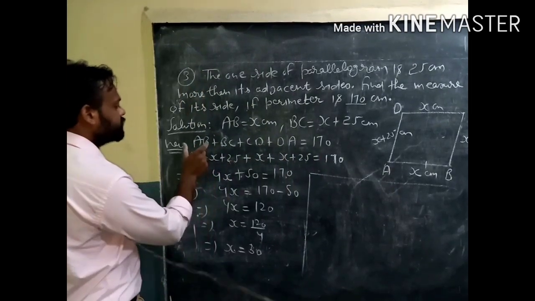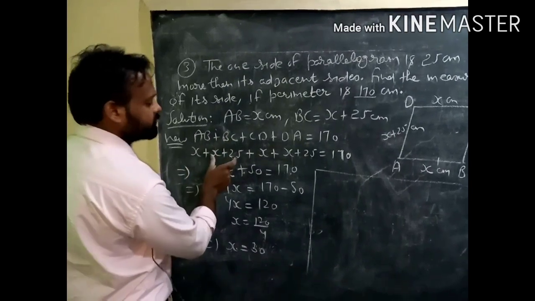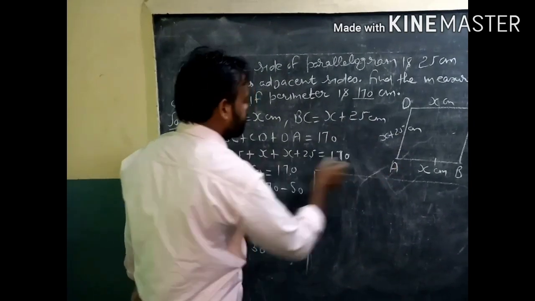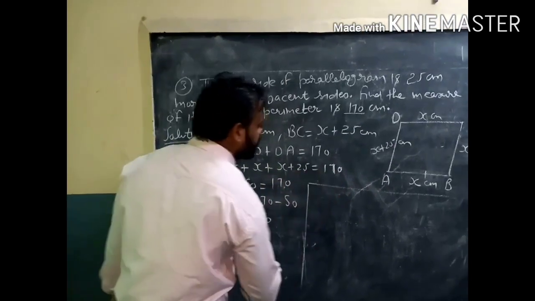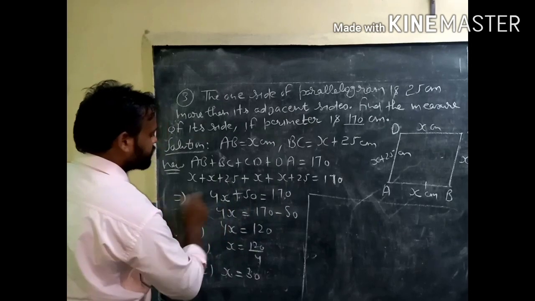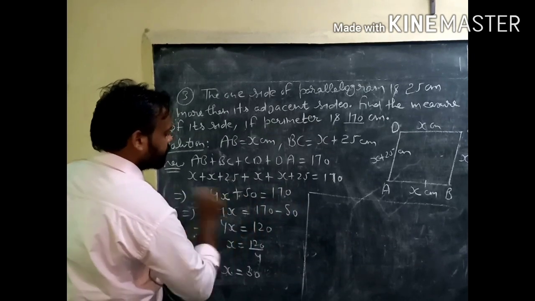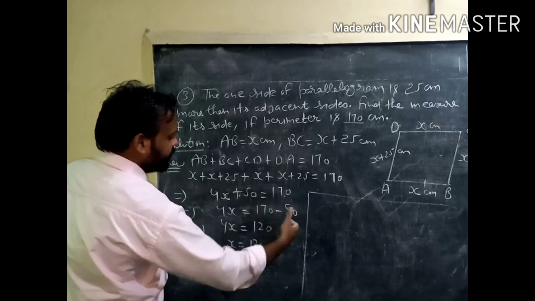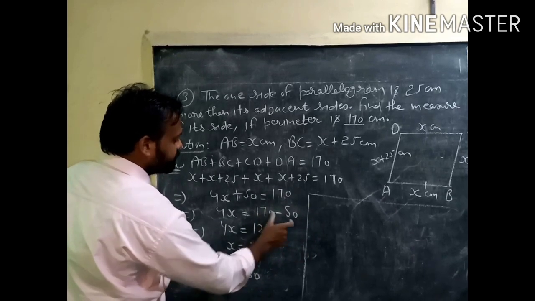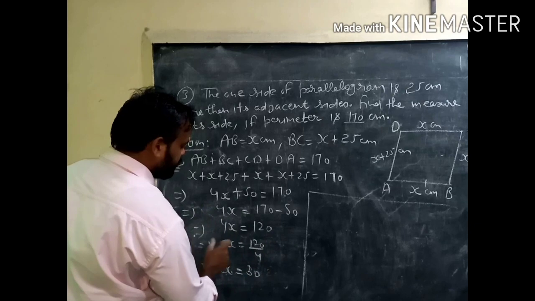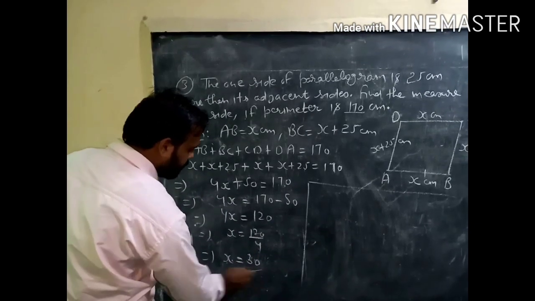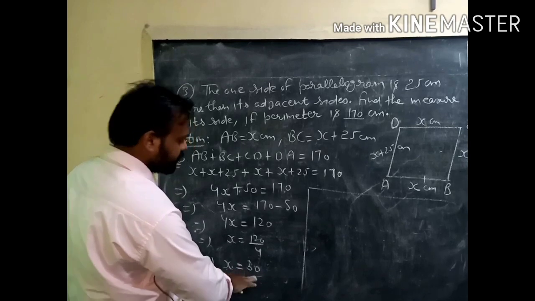Now put the values. AB is x, BC is x plus 25, then of course CD is x, and DA is x plus 25, equal to 170. Now x plus x plus x plus x becomes 4x, and 25 plus 25 becomes 50. Now take 50 to the left hand side and subtract: 170 minus 50 becomes 120, and after dividing 120 by 4 it becomes 30. So the value of x in this case is 30.